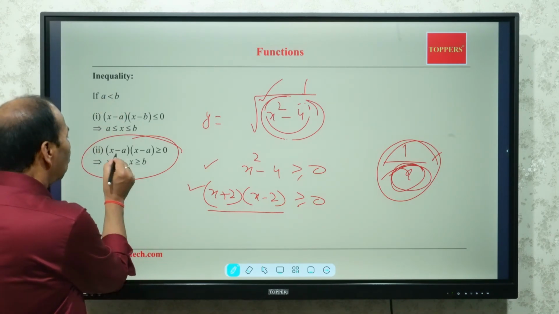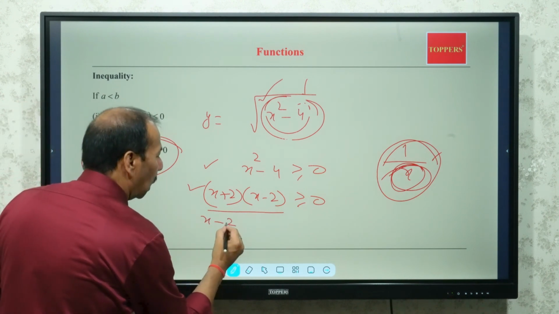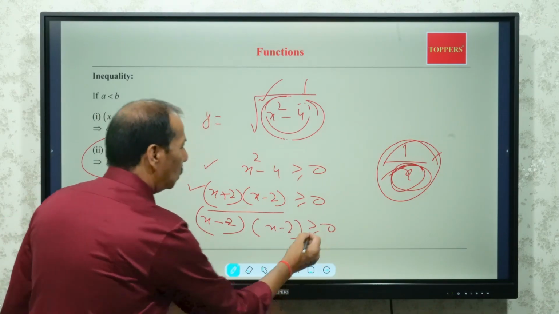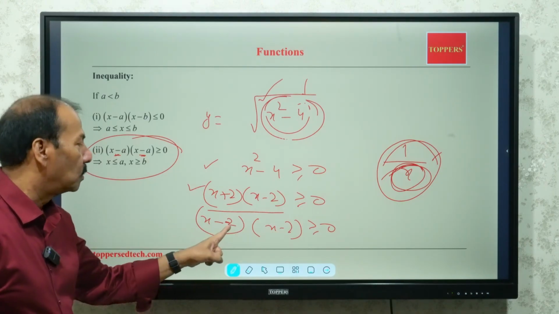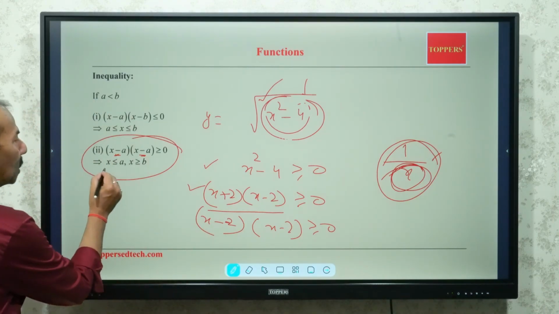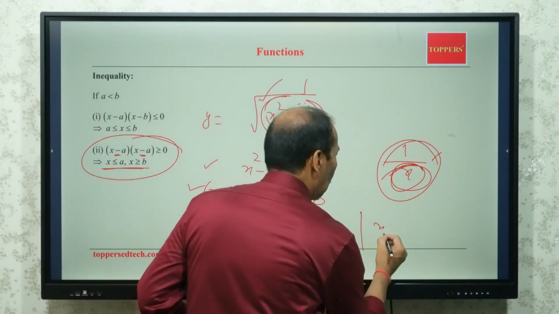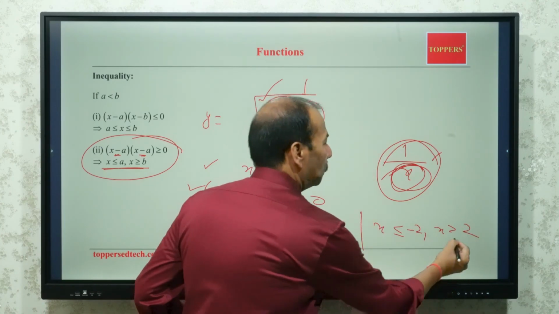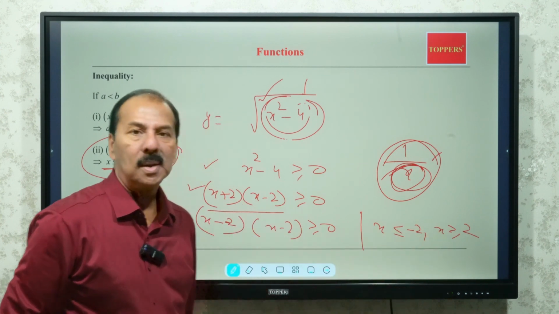The standard form has a minus sign in each factor, so put it in the standard form: (x minus (minus 2)) into (x minus 2) is greater than or equal to 0, matching (x minus a)(x minus b). Minus 2 is less than 2, so minus 2 behaves as a and 2 behaves as b. It means x is less than or equal to a, or x is greater than or equal to b. So your solution will be x less than or equal to minus 2 and x greater than or equal to 2.